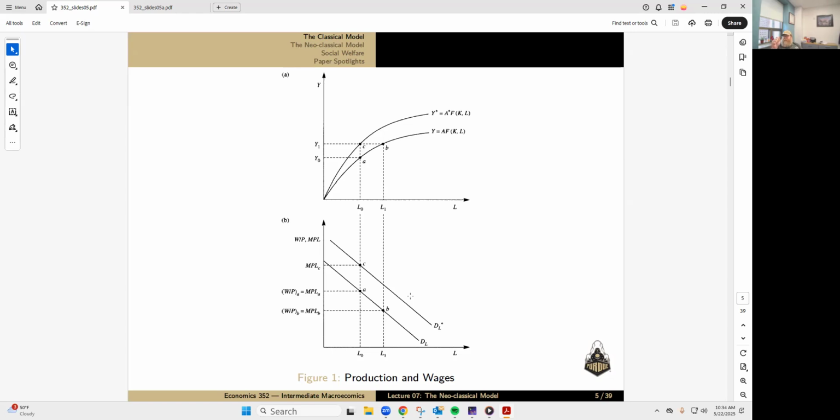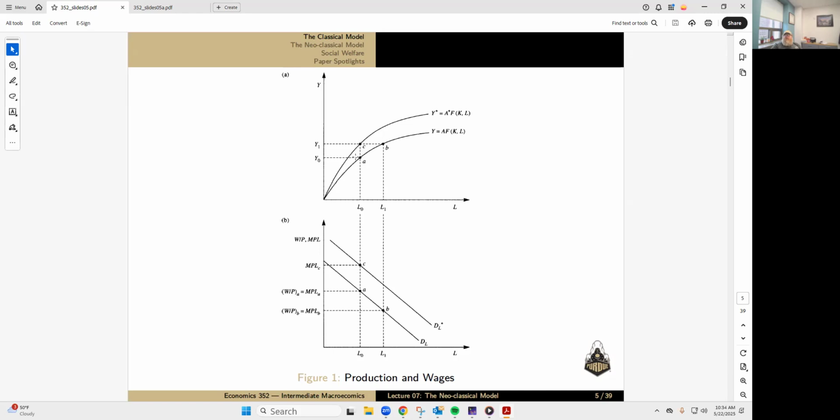Now, the other thing that happens is that if the production function rises, then for any given unit of labor, the marginal product of labor is now going to be higher, right? Think about this. If I look at this L0 here, and I go up and consider the slopes of these two production functions, at point A and point C, what I should notice is that in comparison, the slope at C is higher than the slope at A.